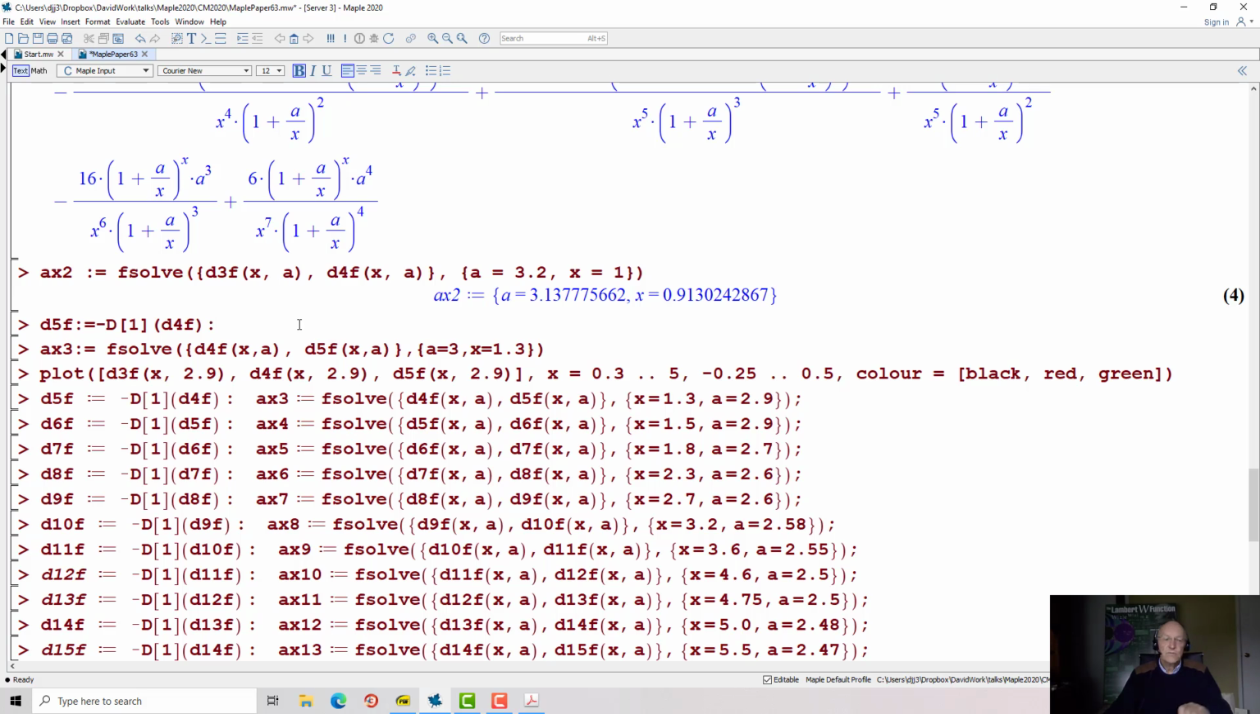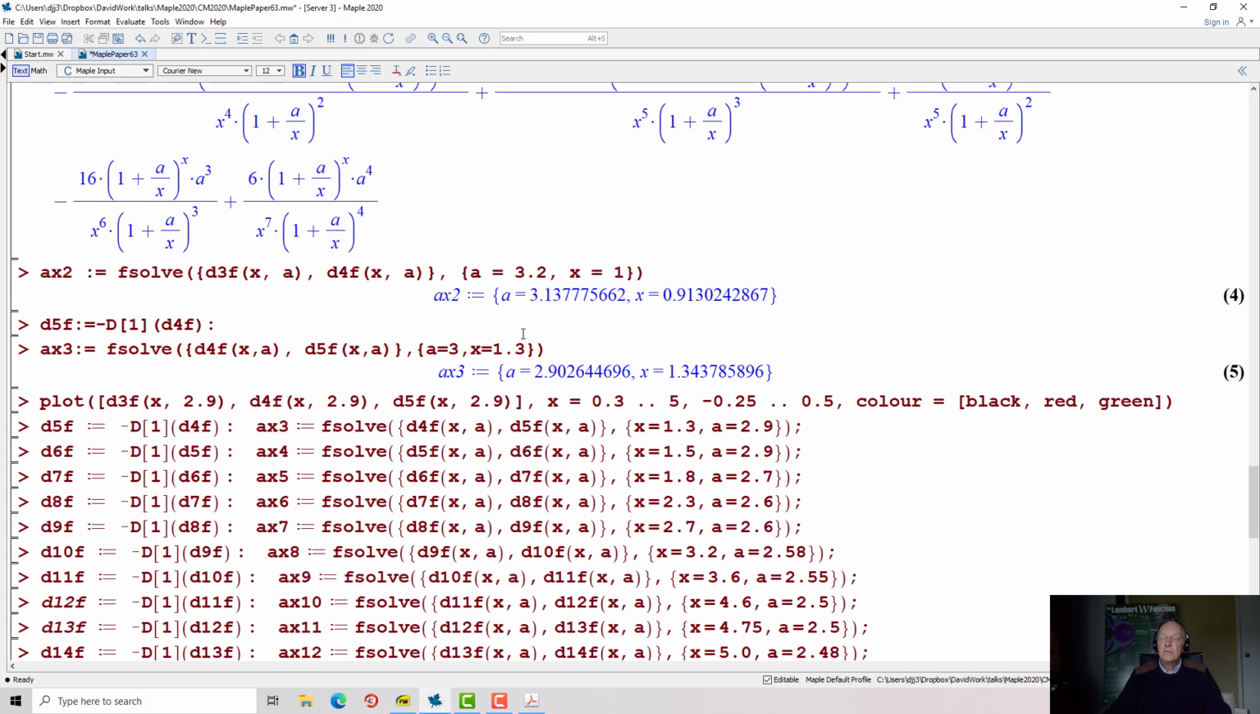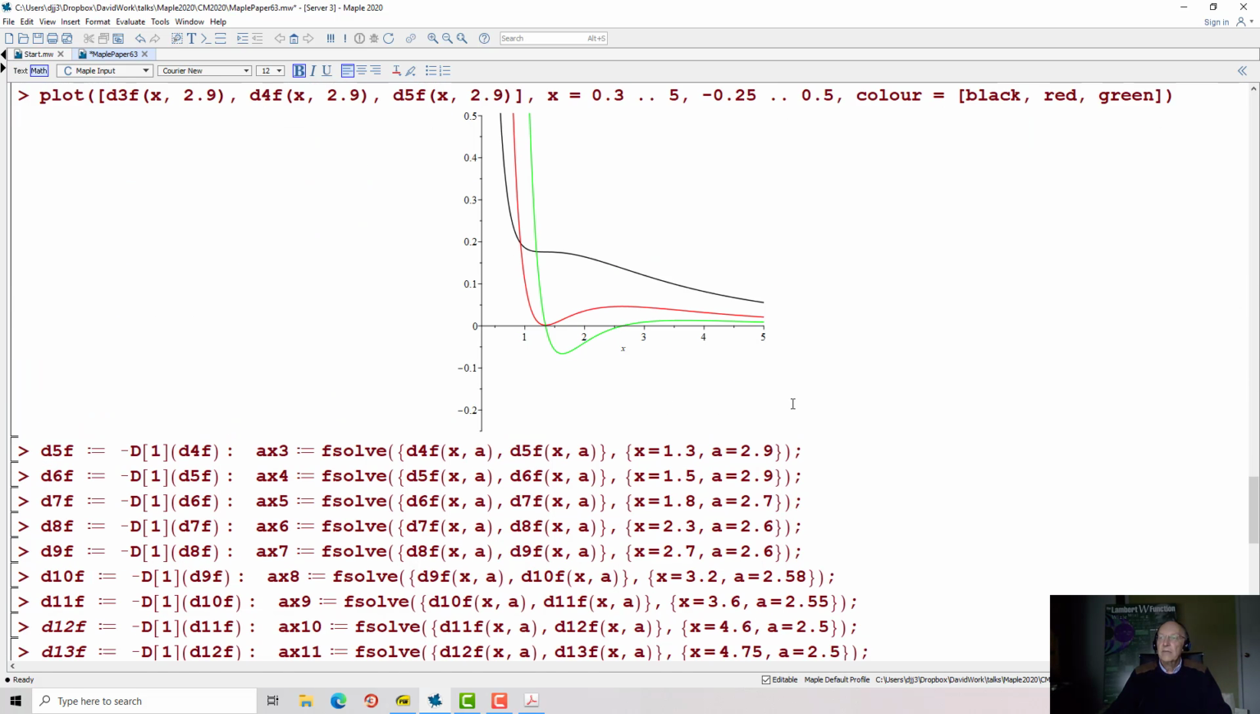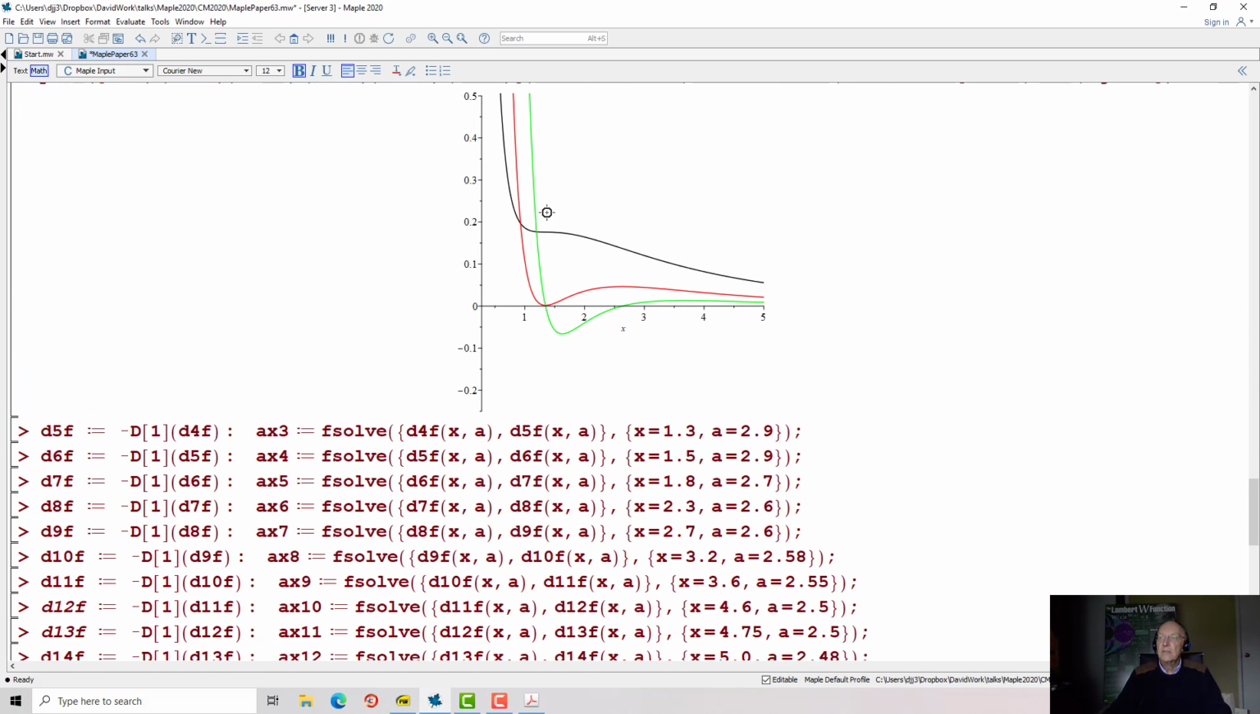Let's try it again for the third derivative, which requires that we calculate a fifth derivative. So now we're going to look for the zeros of the fourth and fifth derivatives to find out the critical value of the third derivative. Let's just plot that, and here we have it. The black curve is now the third derivative, the red curve is the fourth derivative, and the green is the fifth derivative. We notice two other things.